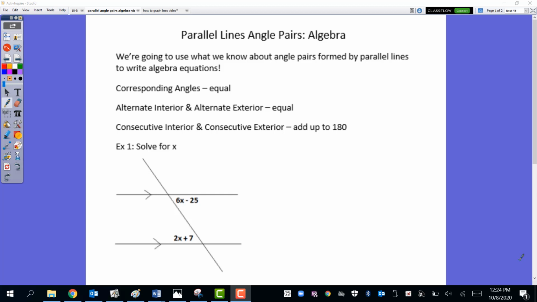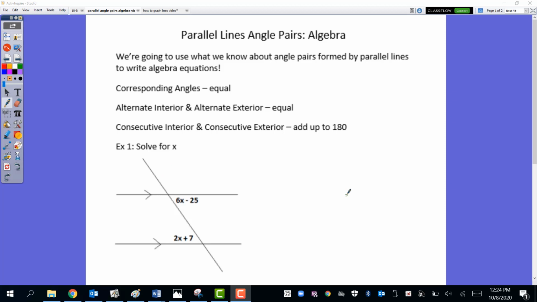Okay, so now that we know the different types of angle pairs, we're going to have to write some algebra equations with them. So we know the three basic kinds. We have our corresponding angles, which means they're equal. Alternate interior and alternate exterior both mean that they are equal. And consecutive interior and consecutive exterior angles means that they add up to 180.